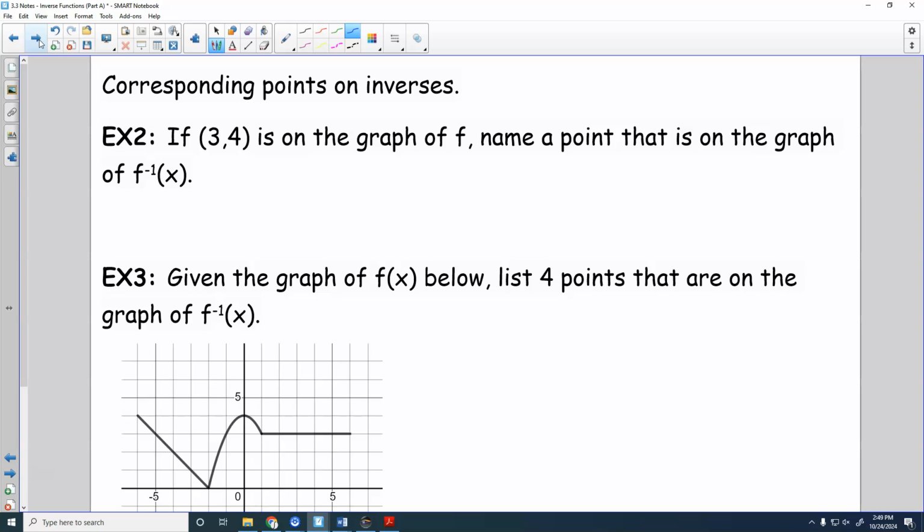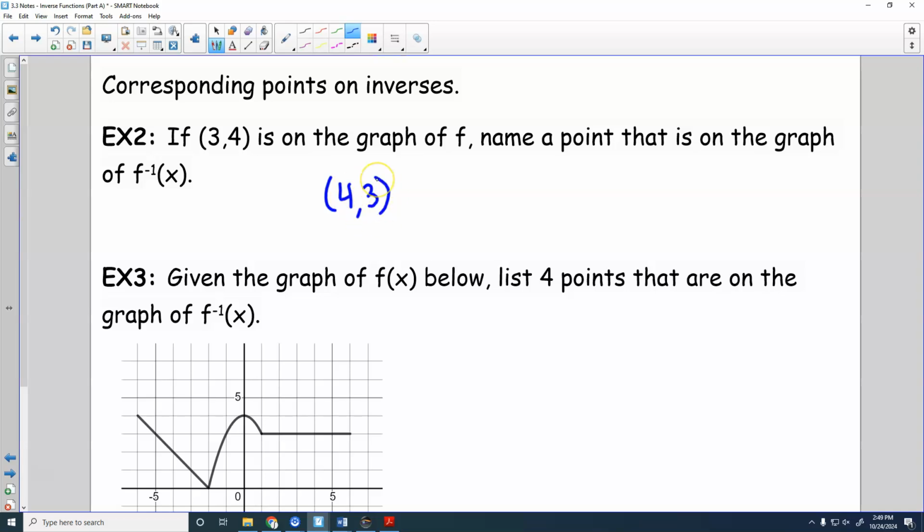All right, continuing on. Corresponding points on inverses. Now this I can't remember if we did or not. We might have. If (3, 4) is on the graph of f, name a point that is on the graph of f inverse. Now this we did for sure. What did we get? We got (4, 3).